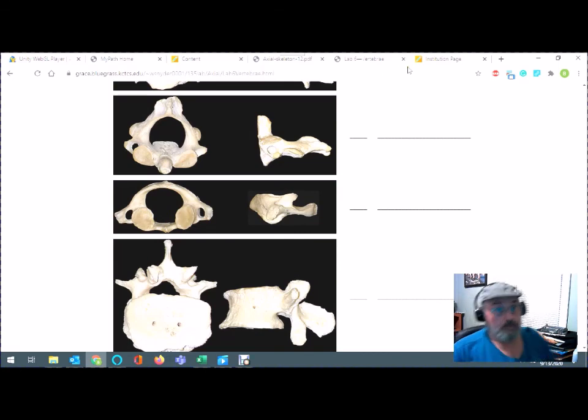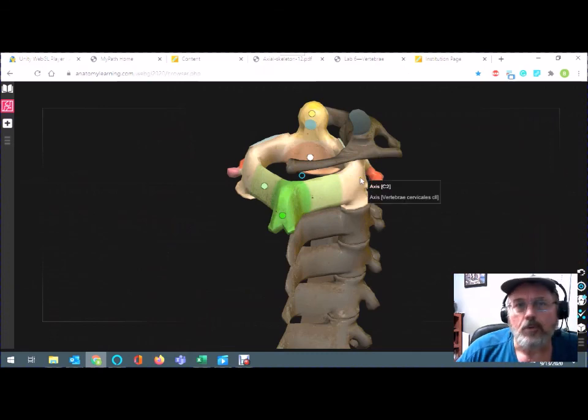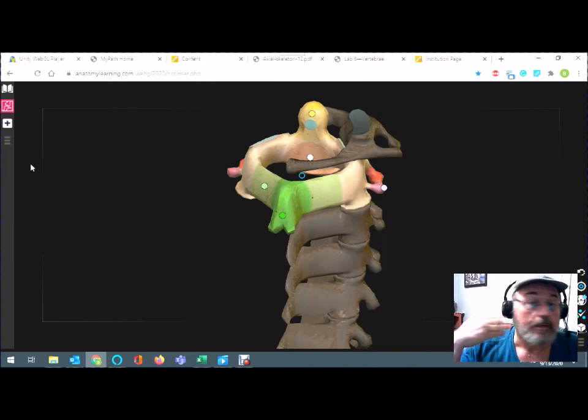Now, if you've heard the story of Atlas, well, Atlas held the world on his shoulders. And that's what the atlas does. It articulates directly with the base of the skull.